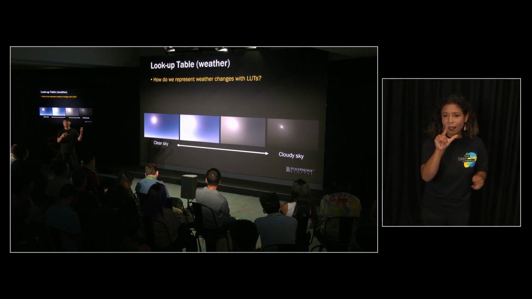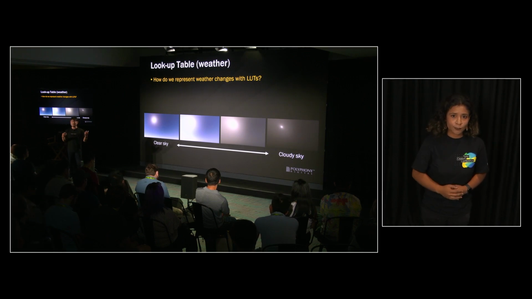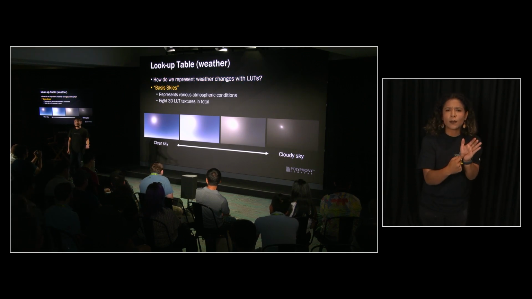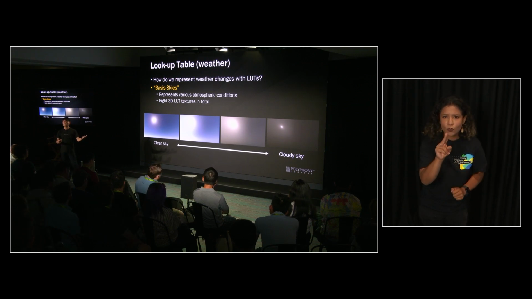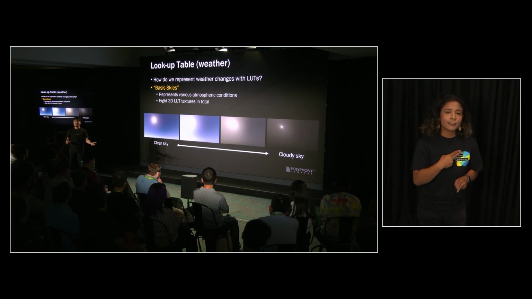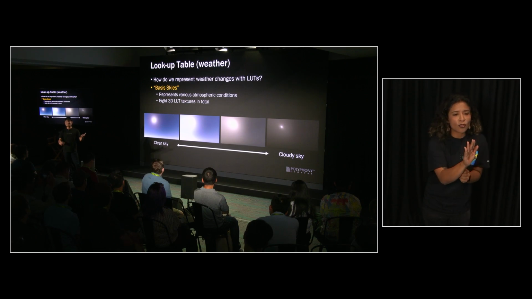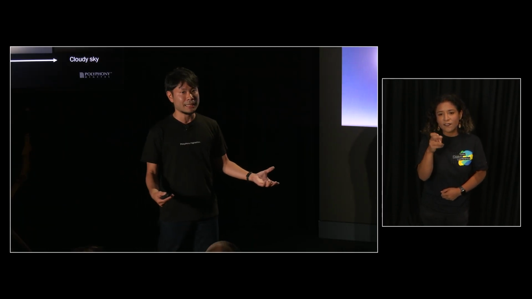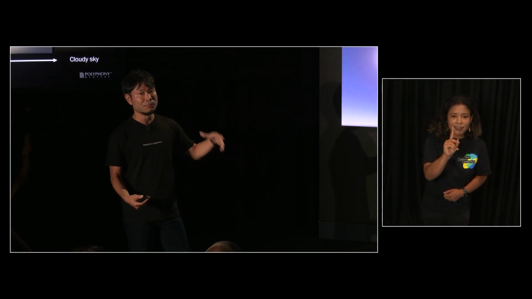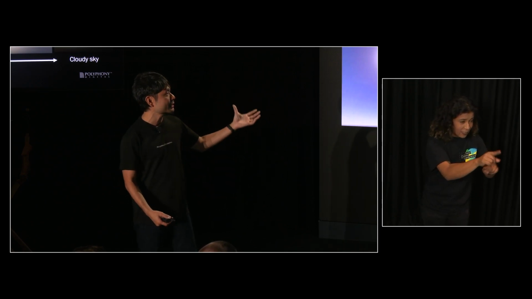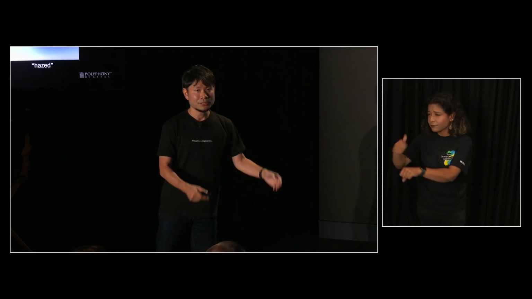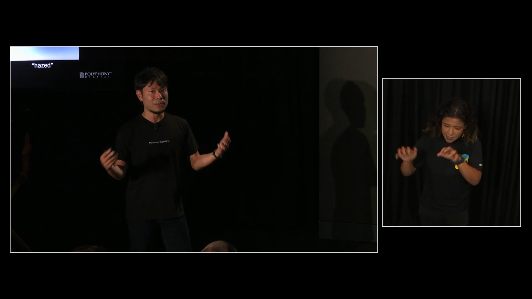Next, how do we represent weather changes with lookup tables? In our project, we call the sky corresponding to the various atmospheric conditions the basis sky. We use combinations of the basis skies to represent changes from clear skies to cloudy, rainy sky. First, I will explain the basis skies for clear sky.